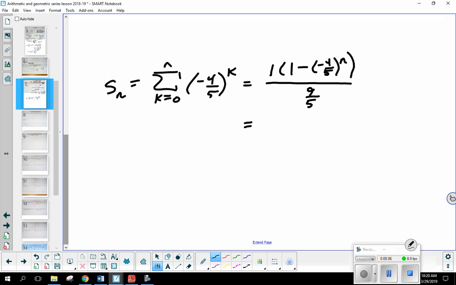So when I take the reciprocal, I should end up with 5/9 times 1 minus negative 4/5 to the n. Okay. Now this represents the partial sum. If I were to use this, let's say I wanted to know just what the sum of the first 10 terms was, just any number. If I were to plug 10 in here and simplify, it's going to give me that sum. Okay. But now I want the infinite sum. So I'm going to use that notation.